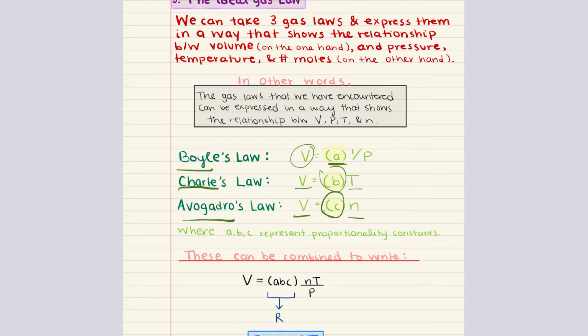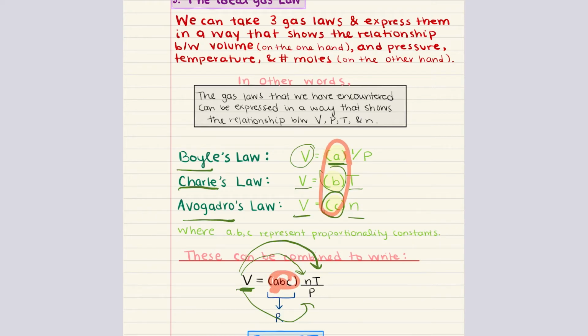Now, what we can do now that we've written that is combine these relationships to write one expression. We can write volume on one side, and then we can write moles times temperature over pressure. And we can write it this way because volume is directly related to moles and temperature and inversely related to pressure. What we also have written is these combined proportionality constants.